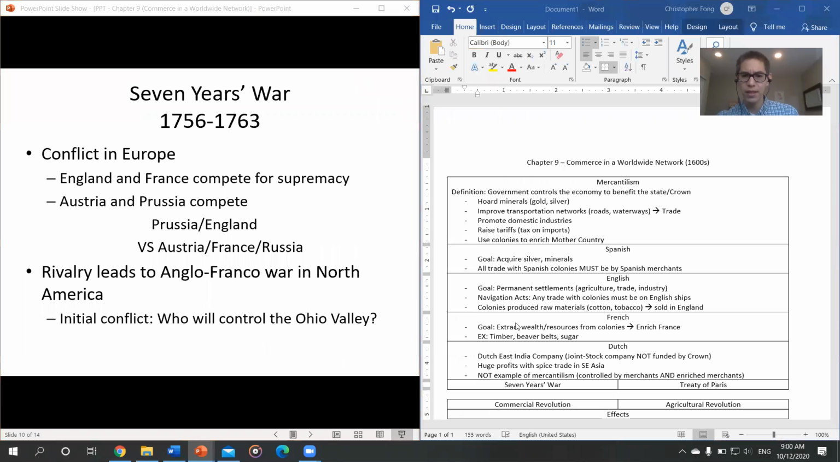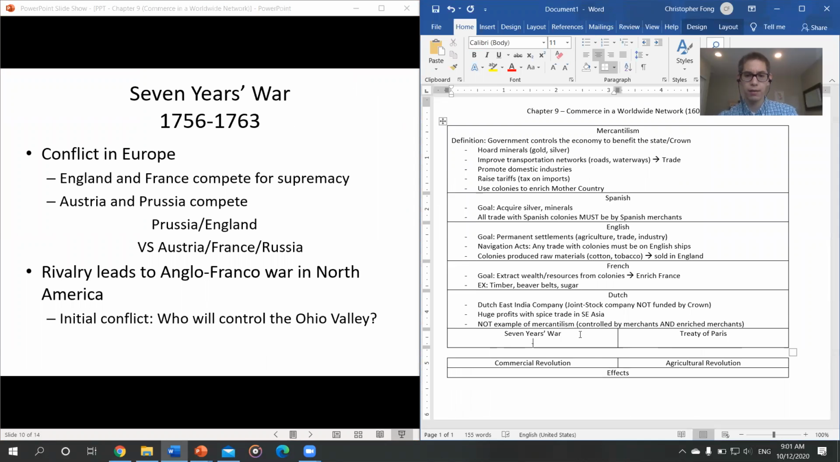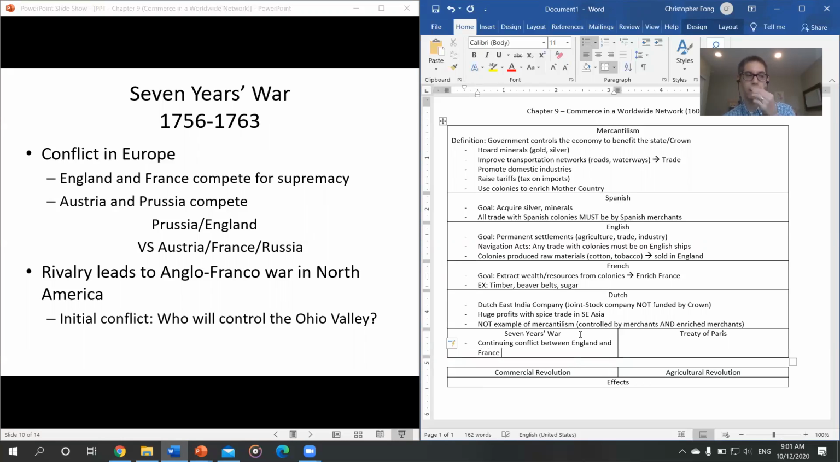But really, I like to think of the 7 Years' War as kind of another chapter in the continuing conflict between England and France. They're going to become some of the main rivals in Europe during the 1700s and 1800s. A bunch of other countries join in. You'll see Prussia joins up with England, Austria and Russia join up with France. So there's a war in Europe called the 7 Years' War. And it's basically over who's going to have the most power, who's going to be the main authority in Europe.